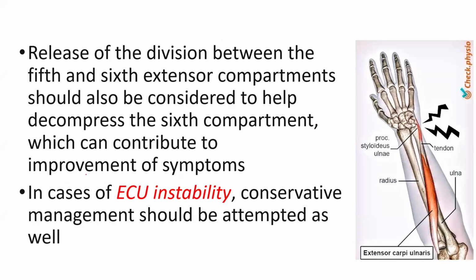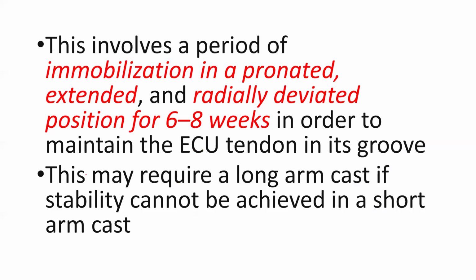In cases of extensor carpi ulnaris instability, conservative management should be attempted as well. This involves a period of immobilization in pronated, extended, and radially deviated position for 6 to 8 weeks in order to maintain the extensor carpi ulnaris tendon deep within its groove. This may require a long arm cast if stability cannot be achieved in a short arm cast.